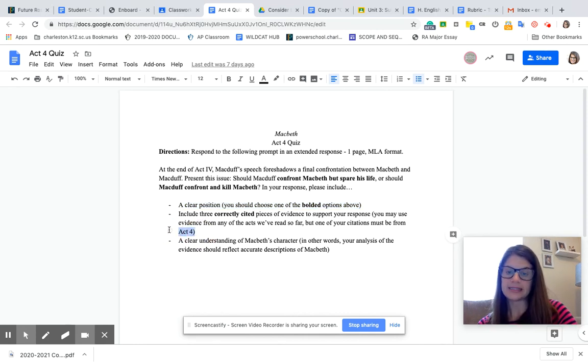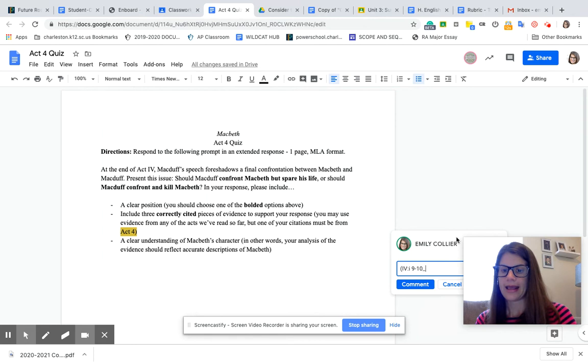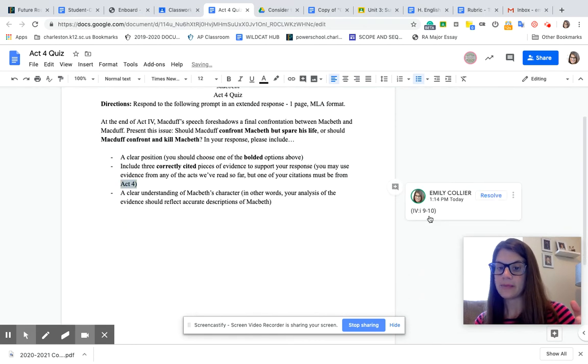In fact, I'm going to put an example here. I shouldn't have to, but I'm going to. Act 4, Scene 1, lines 9 through 10. I don't know what that citation specifically is referencing there, but that's an example. Capital Roman numerals for act, colon to separate them, scene, lowercase Roman numerals, and then a space, no commas, nothing of the sort, no word line, and line numbers.